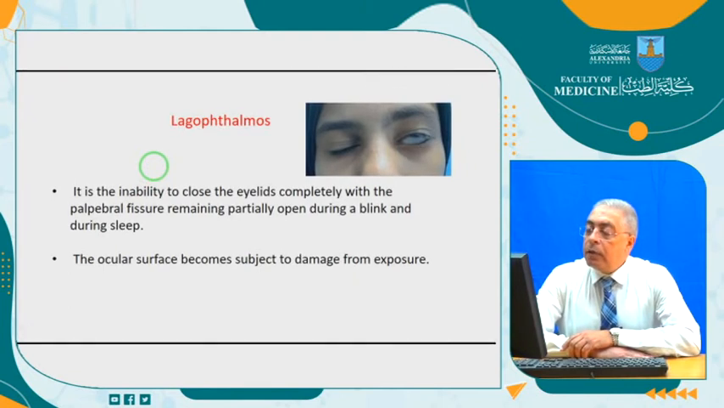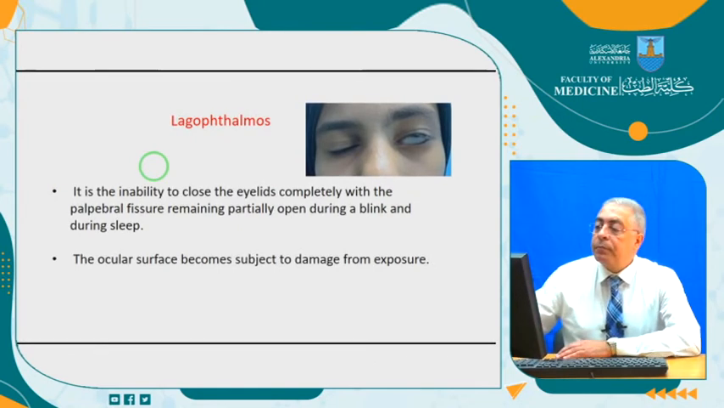This is another topic: lagophthalmos. Lagophthalmos is inability for complete closure of the eyelids. The palpebral fissure remains partially open during blink and during sleep. So the ocular surface is dry and becomes subject to damage from exposure.